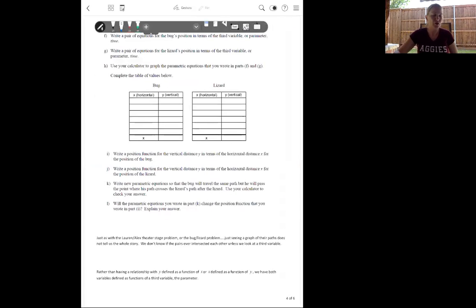Okay, so part F, write a pair of equations for the bug's position in terms of the third variable or the parameter time. Well, we saw for the bug, at the bottom of the table, x equals 2t and y equals t. Part G, write a pair of equations for the lizard's position in terms of the third variable or parameter time. Well, lizard had x equals 2t and y equals 6 minus 0.5t.